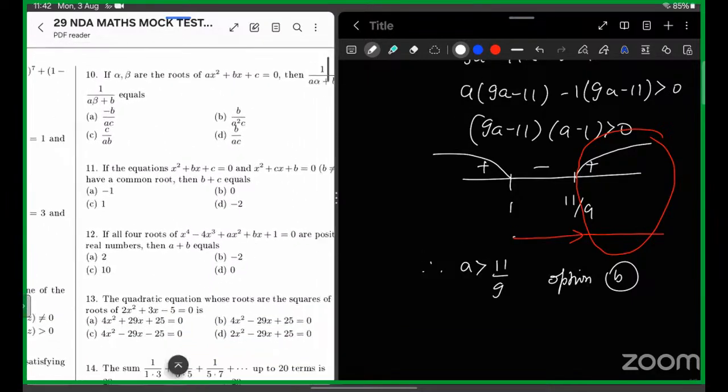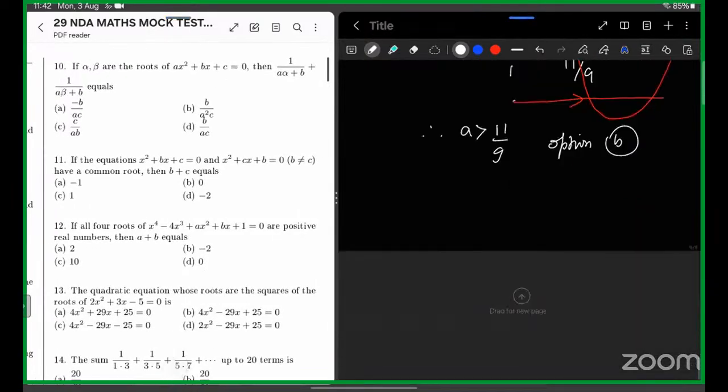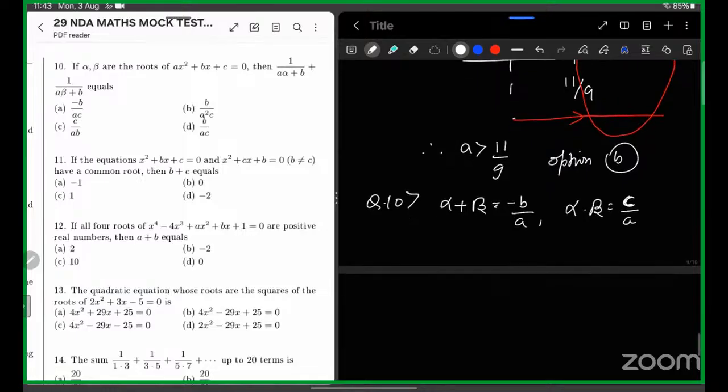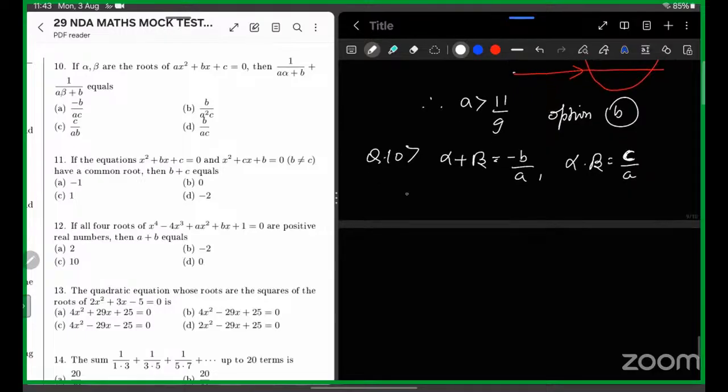Option number 10. What they have given in question number 10, alpha beta are the roots of this, then this value is equal to what? Okay. So see, alpha plus beta is equal to minus b by a. Alpha into beta equal to c by a. So now they are asking for what? So 1 by a alpha plus b plus 1 by a beta plus b.